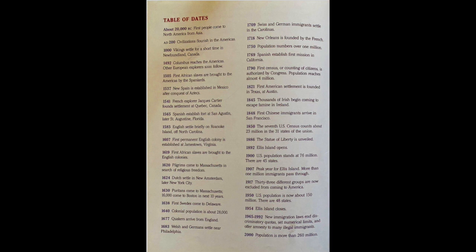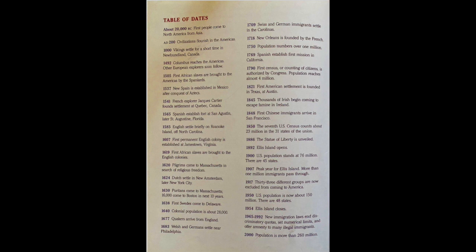1718, New Orleans is founded by the French. 1750, population numbers over 1 million. 1769, Spanish established first mission in California. 1790s, the first census or counting of citizens is authorized by Congress. Population reaches almost 4 million. 1821, first American settlement is founded in Texas at Austin. 1845, thousands of Irish begin coming to escape famine in Ireland. 1848, first Chinese immigrants arrive in San Francisco. 1850, the 7th U.S. Census counts about 23 million in the 31 states of the Union.